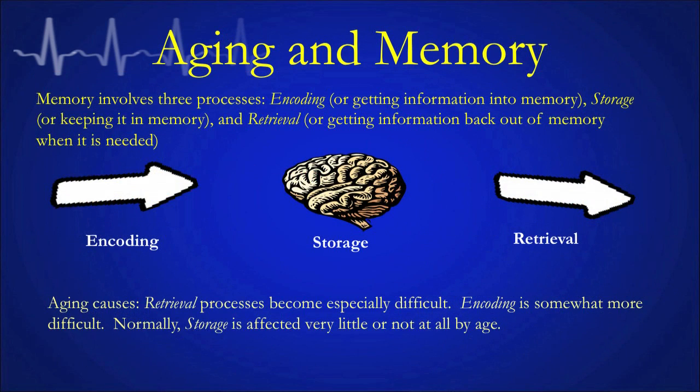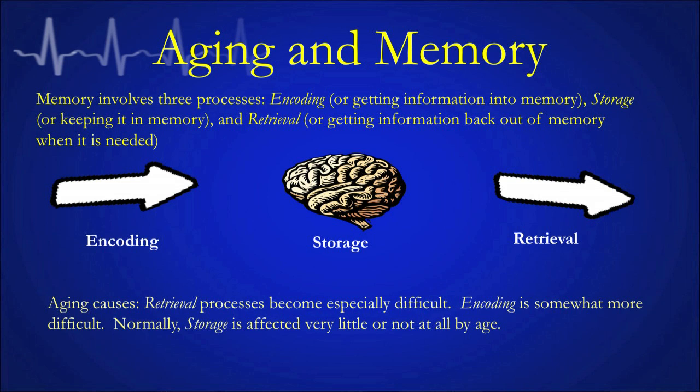So if we look at what changes occur with memory as people get older, memory involves really 3 processes. One is encoding, which is getting information into memory. Then it's storage, where we need to store that memory in long-term memory. And then retrieval, which is getting information back out of memory when it's needed. So older people, it's not that they lose memory, it's just that the way the memory is processed is much different as compared to younger individuals.